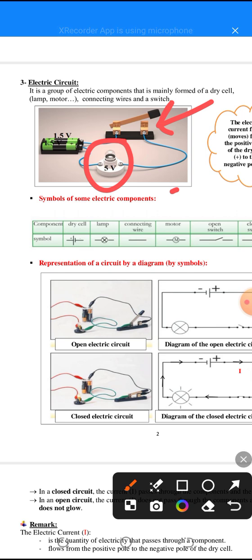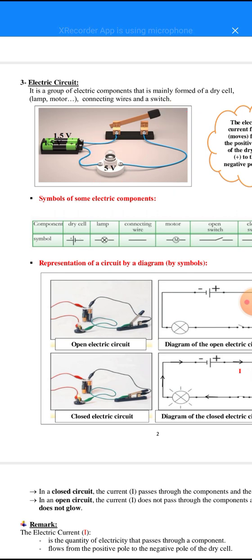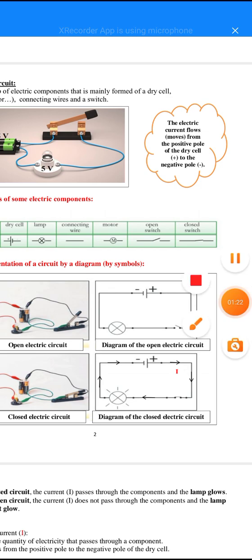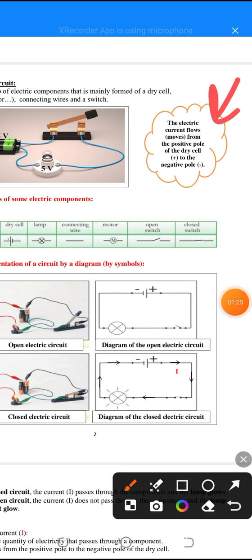And the electricity moves from the positive pole of the dry cell to the negative pole. And that's the remark in this cloud. We will explain it later, but keep in mind that the electric current flows, means moves, from the positive pole of the dry cell to the negative pole, from plus to minus.